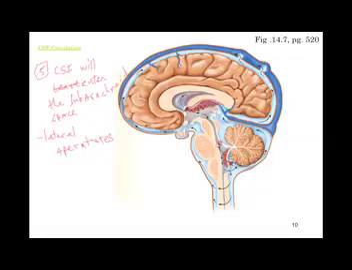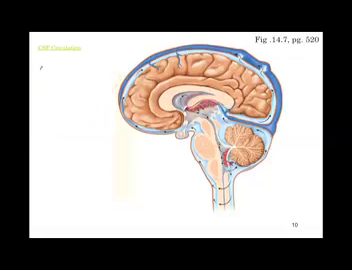So that's one of the ways it gets into the subarachnoid space, through the lateral apertures. Okay, so in the 4th ventricle then, more CSF is added. Why? Because what do we have here? Another set of choroid plexuses, or another choroid plexus.